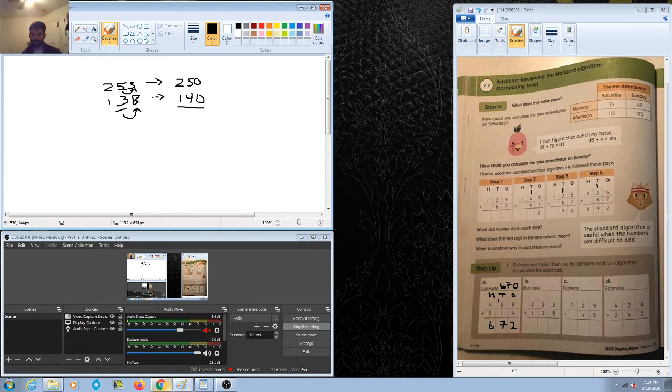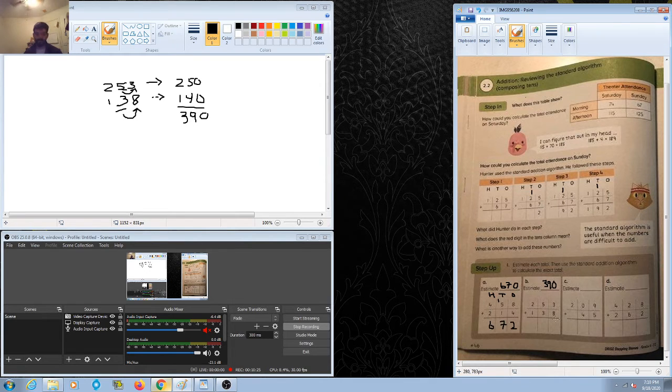Okay, we're going to take this sum. 0 plus 0 is 0, 5 plus 4 is 9, and 2 plus 1 is 3. So our estimation is 390 for letter B. Well, let's go ahead and do that standard algorithm sum.